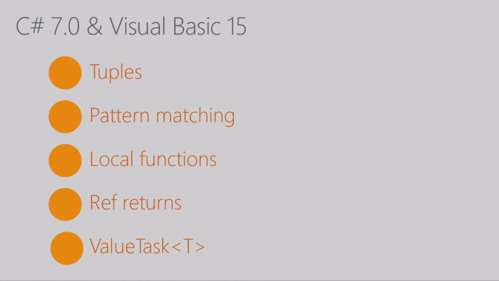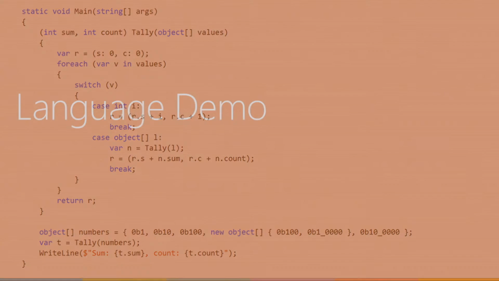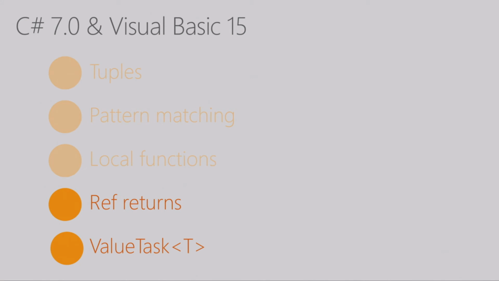So that was C# 7 and Visual Basic 15. So you saw tuples in VB15 and C# 7. And you saw pattern matching and local functions as well. Oh, we don't need to go through this. Keep going, keep going. All right, but we did not talk about ref returns and ValueTask of T.